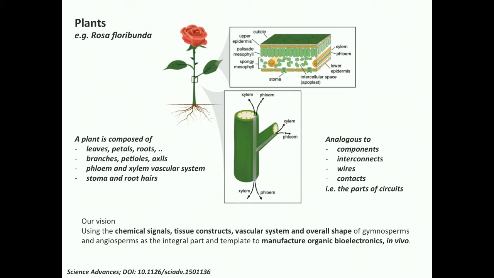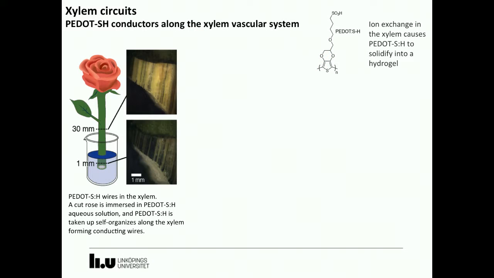So the idea here is now to use the chemical signals, the tissue construct, vascular system, and overall shape of plants to manufacture organic bioelectronics inside the plant itself. So in the first experiment, we took basically Rosa floribunda cuttings and put them into different kinds of solutions of conducting polymers.